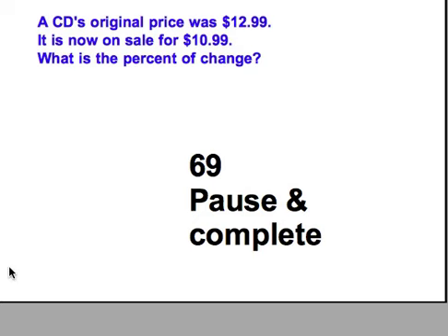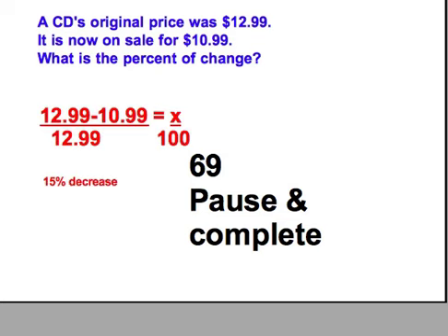Please pause and complete slide 69 on your own. So the difference, $12.99 minus $10.99 is 2. Over the original, $12.99 equals x over 100. If you ended with a 15% decrease, you're correct.